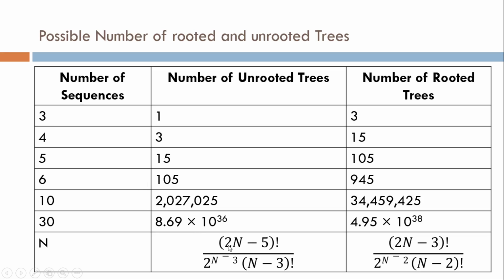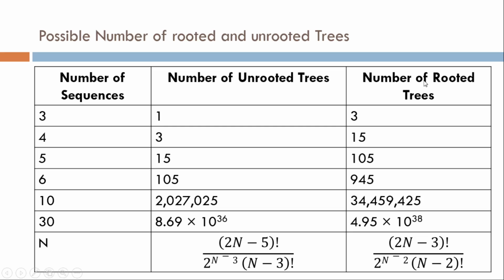So what will be there? 2 multiplied by 3, 2 threes will be 6, minus 5 means 1. 1 factorial will be 1, right? And 3 minus 3 will be 0. 2 to the power 0 means 1. And 3 minus 3 means 0 factorial, which is 1. So the answer will be 1.